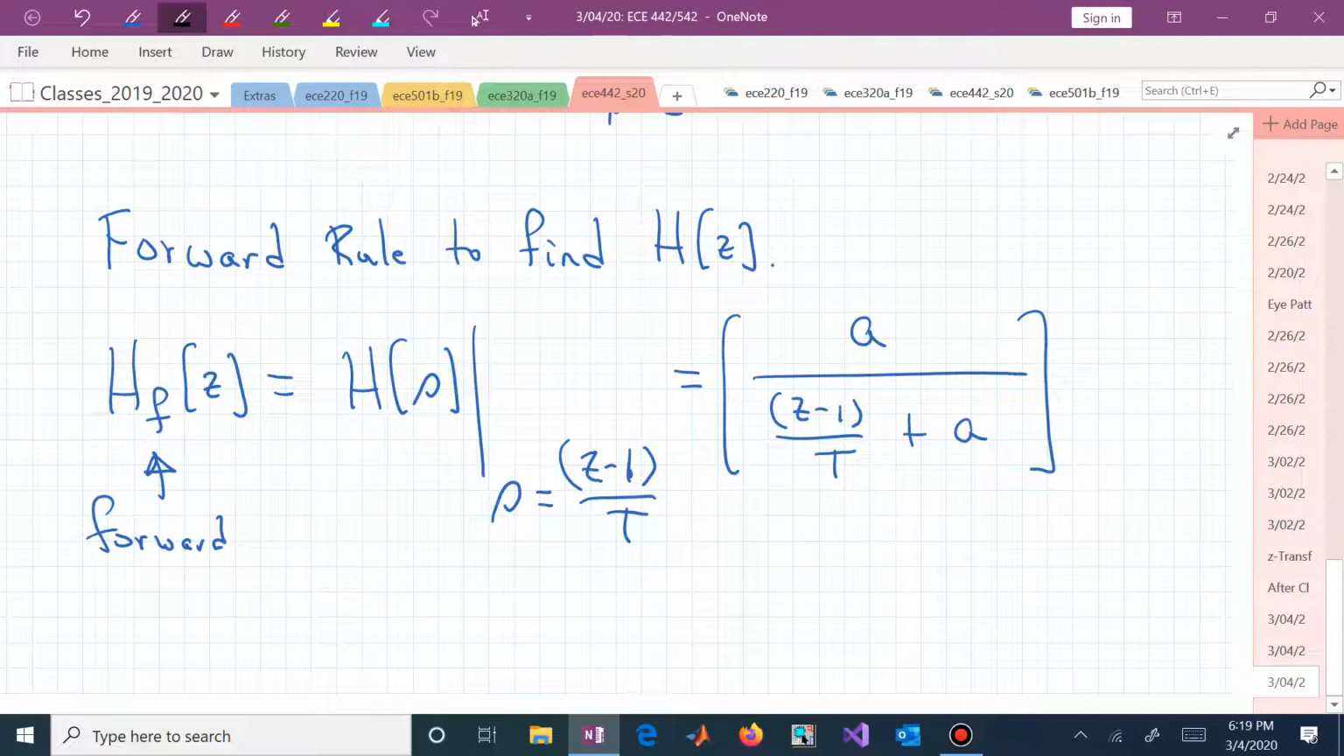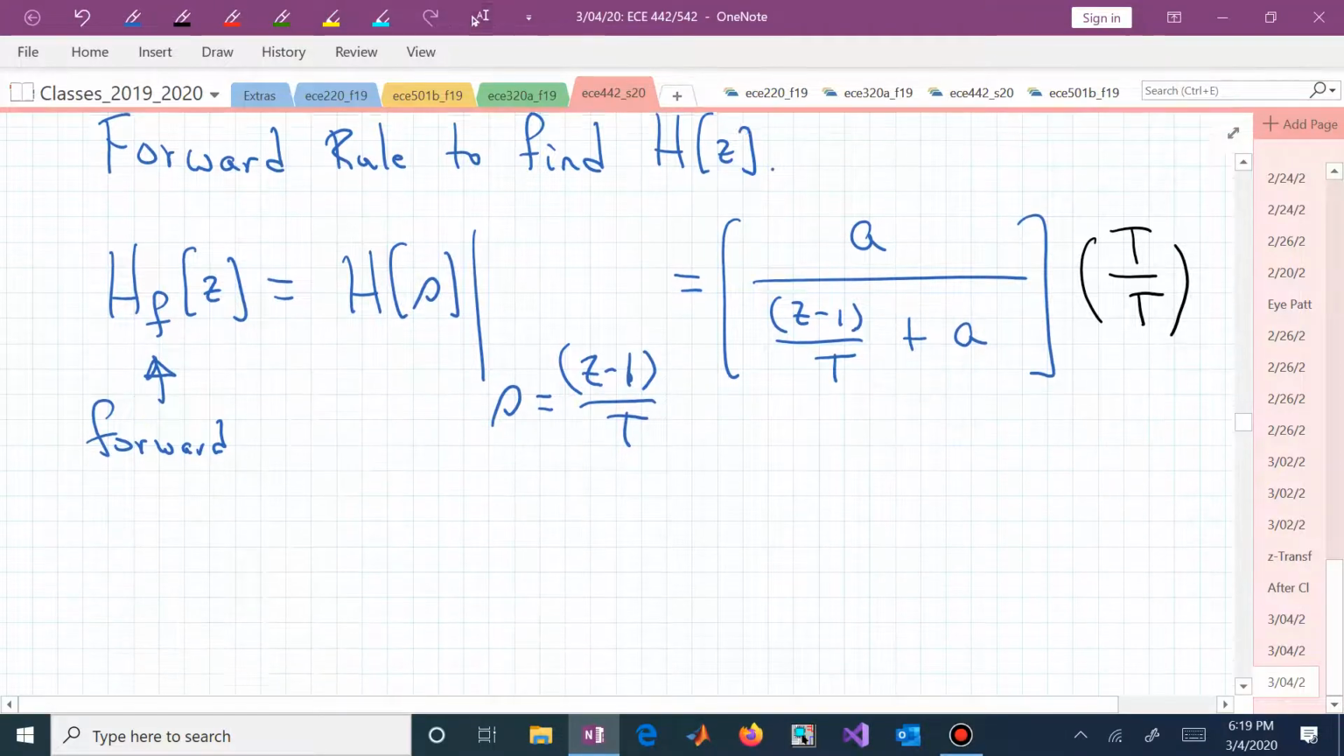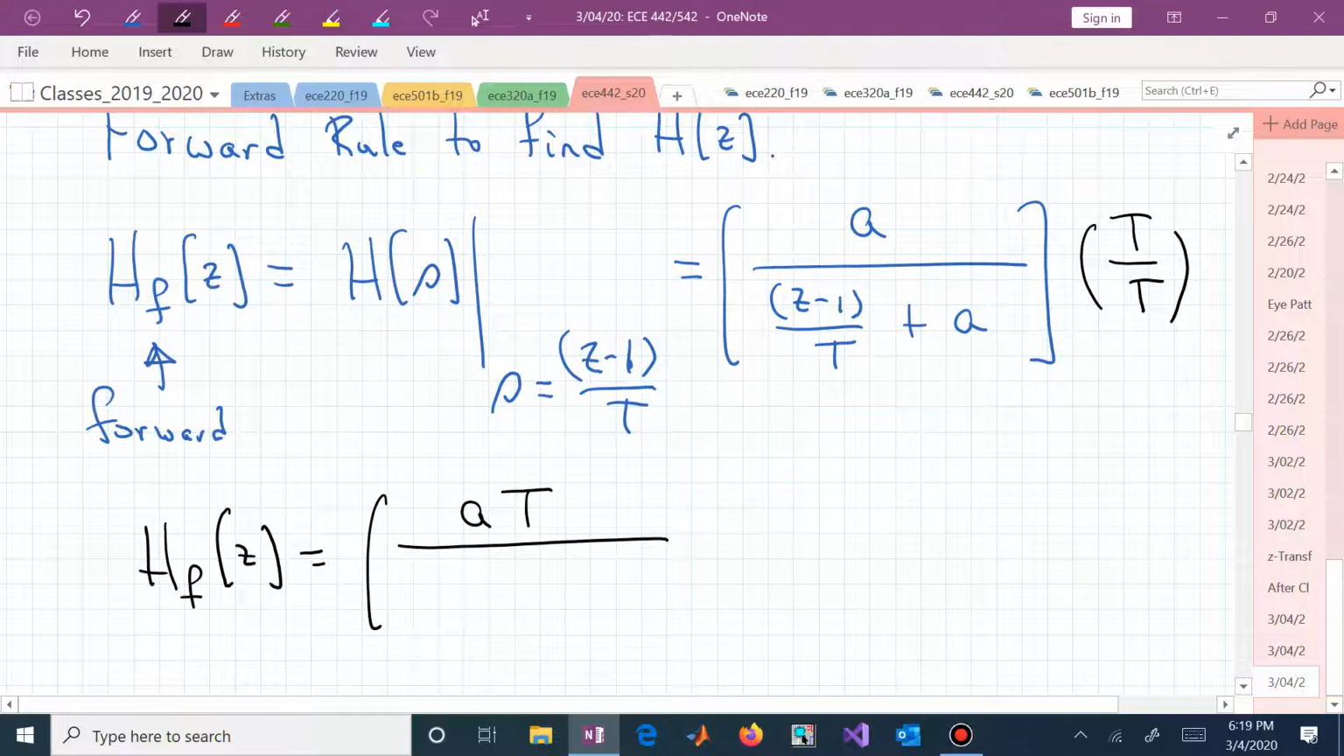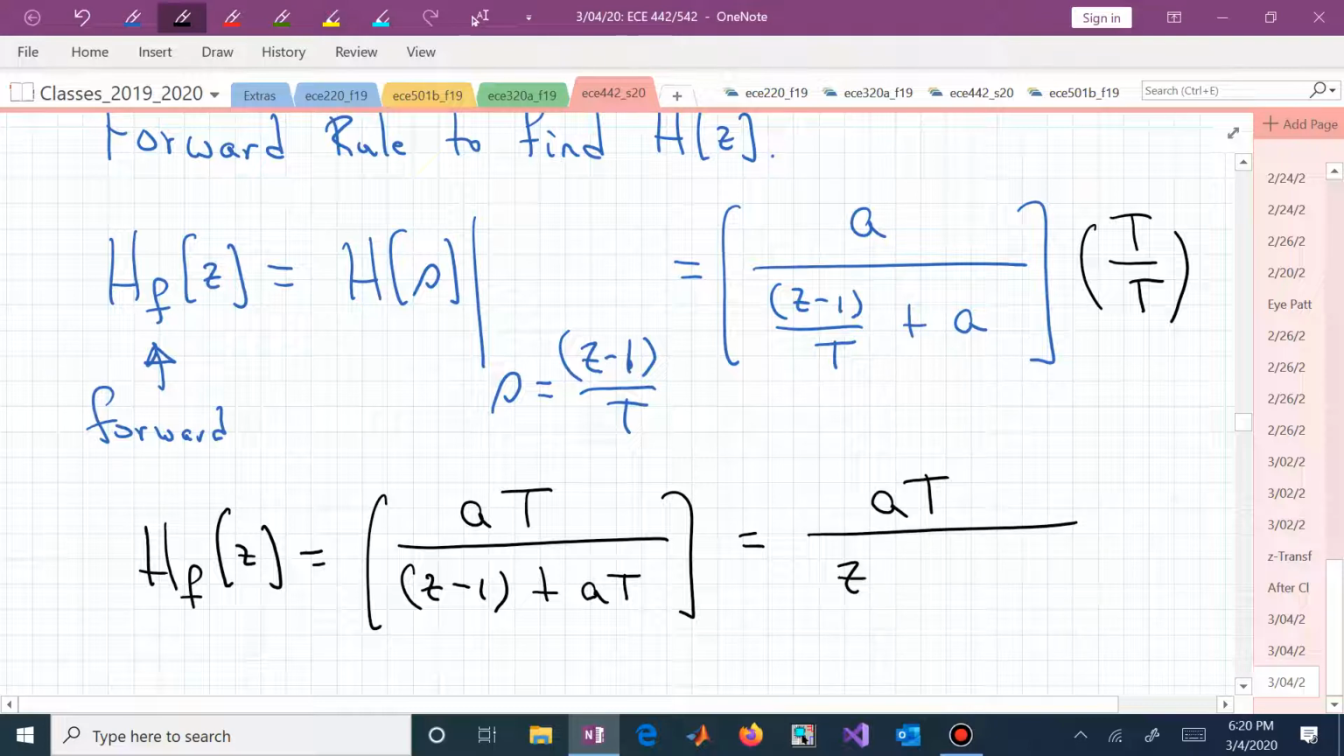And we could clean that up if we wanted to. This is actually an answer. If we wanted to, we could multiply by 1 and not change anything, where 1 now is capital T over T. That gets rid of that capital T underneath the denominator of the first term in our denominator expression. Now H sub F of Z is AT over Z minus 1 plus AT.